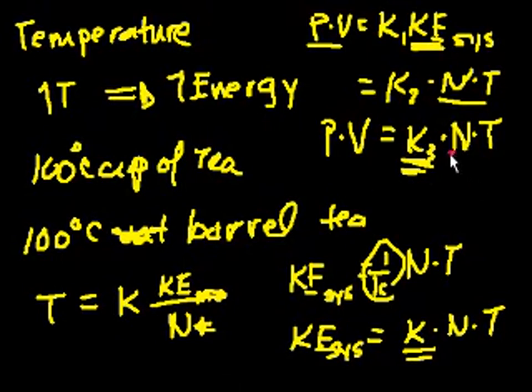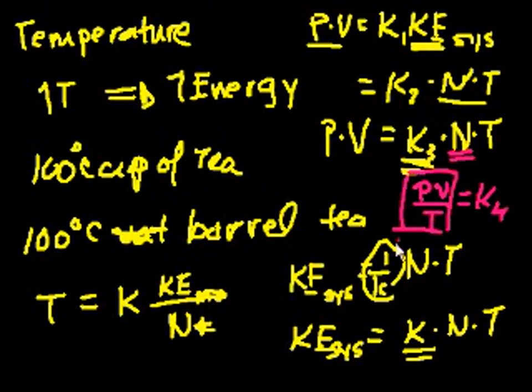Or another way we could say it, if this constant is constant, which it is by definition, and the number of molecules is constant, we have pressure times volume over temperature is going to be equal to something times the number of molecules. So we could say that's some other constant, I don't know, K4. So this is another interesting thing to think about. We said pressure times volume is equal to pressure times volume. Now we added temperature into the mix.